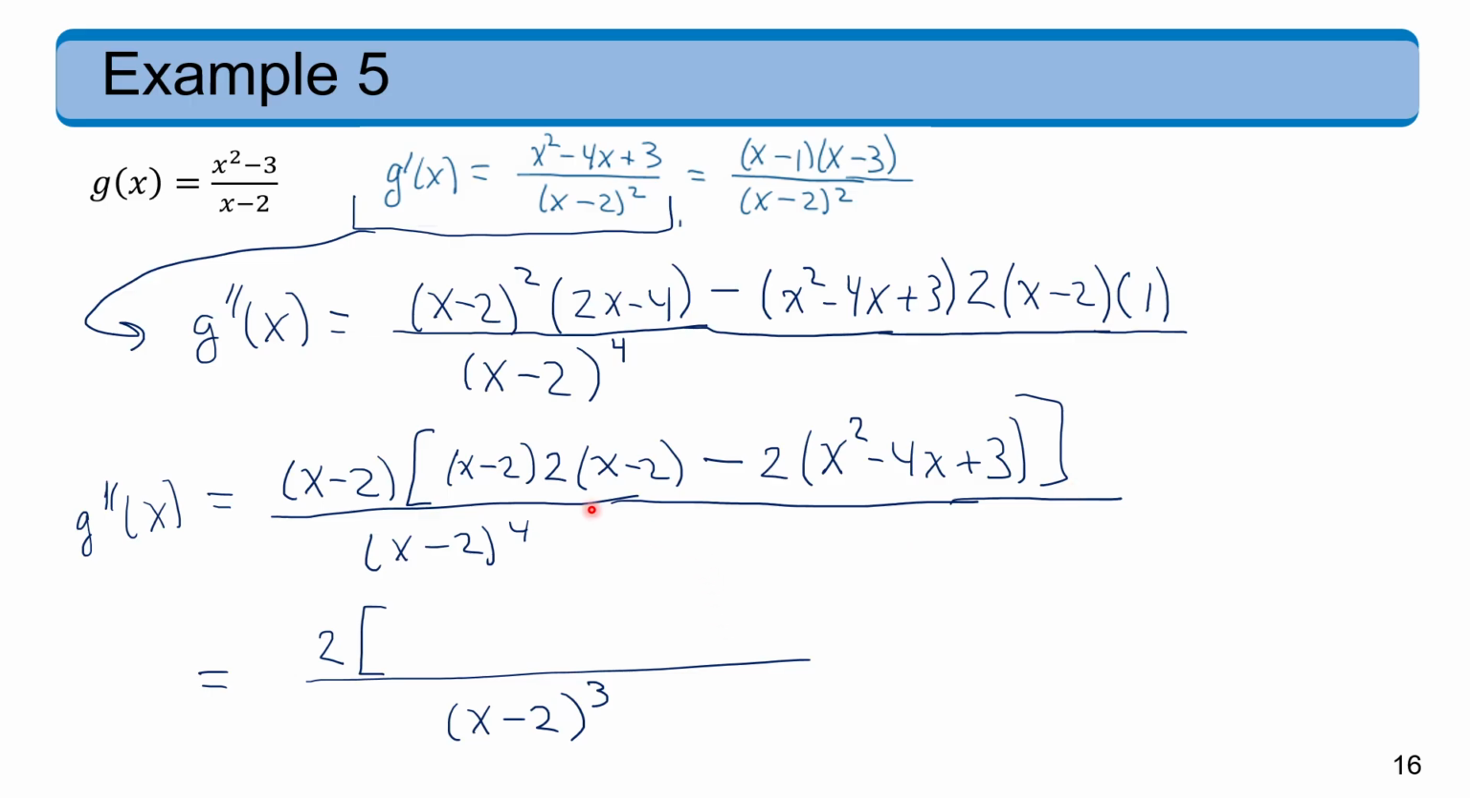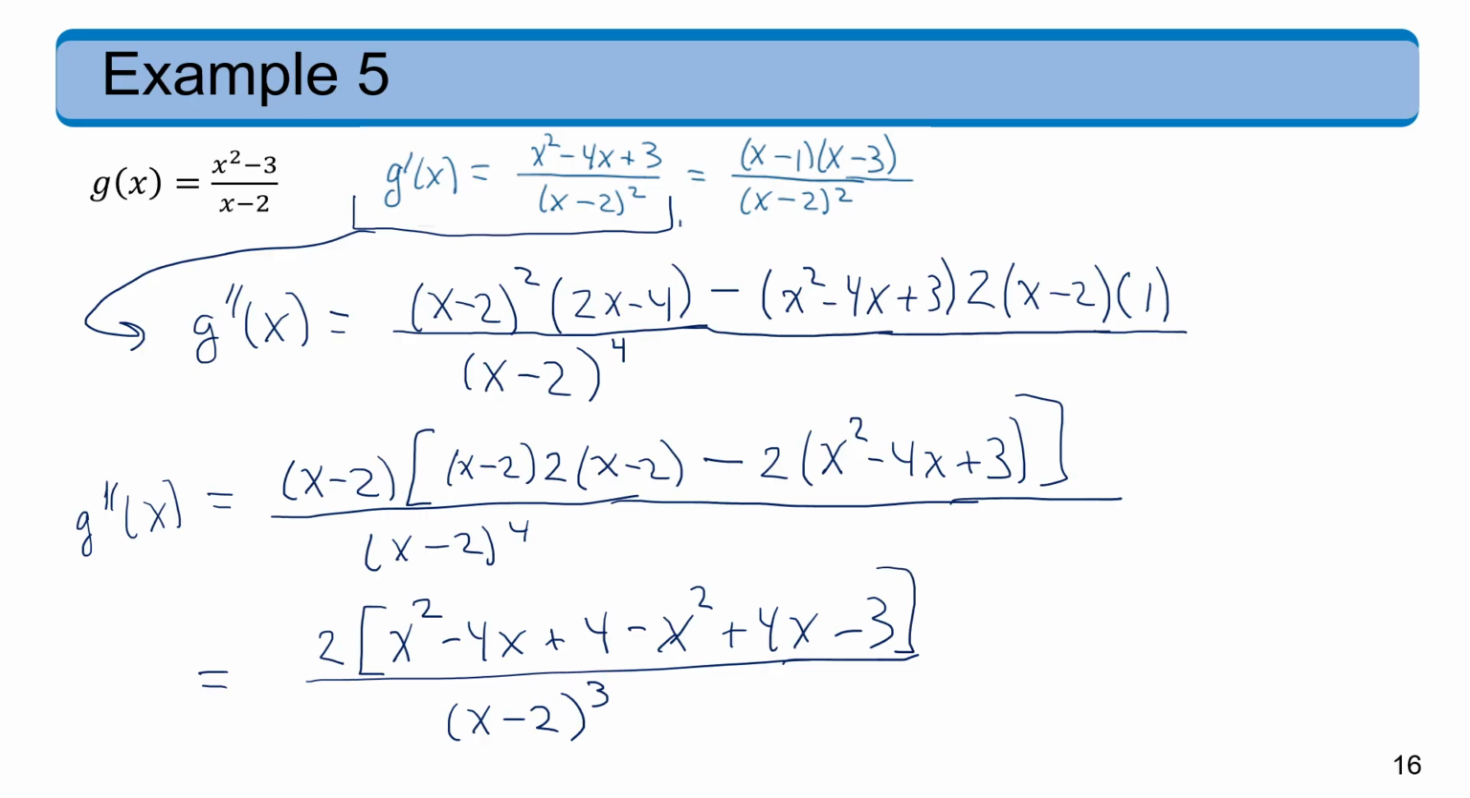So the 2's gone, I factored it out. I'm going to FOIL that out. So I get x squared minus 4x plus 4. Now on the next term, I've already factored out the 2. I'm just going to distribute the negative sign. So minus x squared plus 4x minus 3.